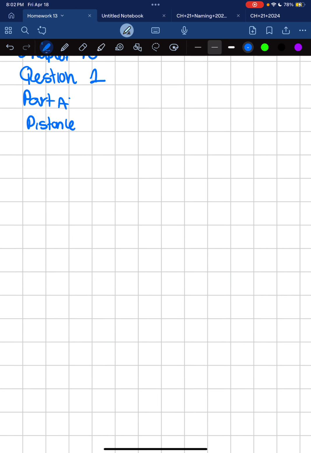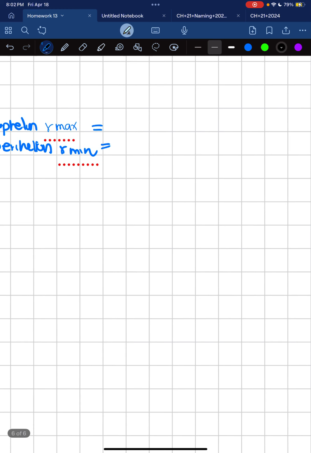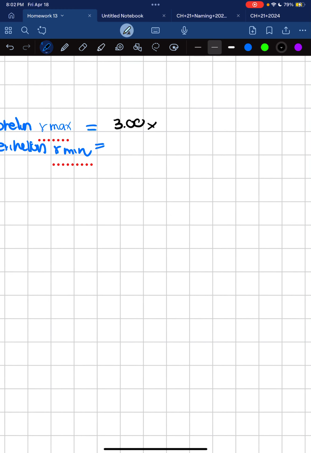So distance of perihelion. This is gonna be the maximum radius of the perihelion. This is gonna be the minimum. So let's put the values that they gave us. The first one's gonna be 3 times 10 meters, and then 6 times 10 to the 9.